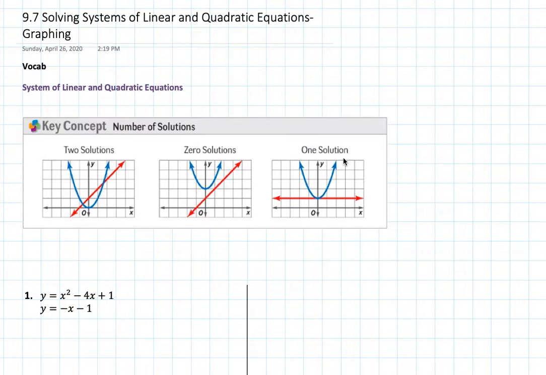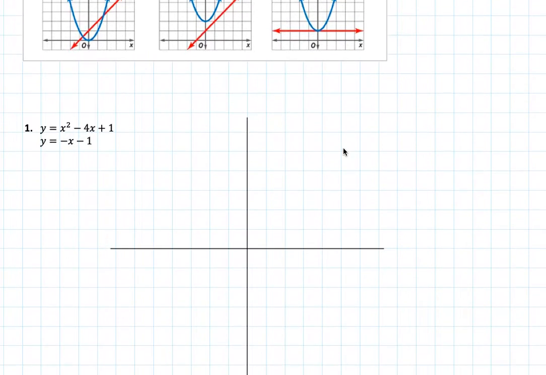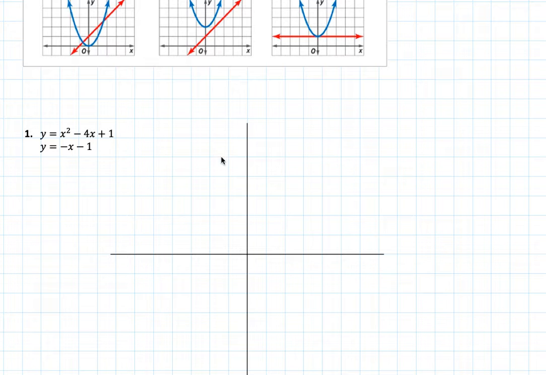So let's go ahead and graph this to see what kind of solutions we come up with. So let's graph the quadratic first. And if you remember, hopefully, how to graph quadratics, we can start with the y-intercept at 1. Okay. And then I think I will use the negative b over 2a.